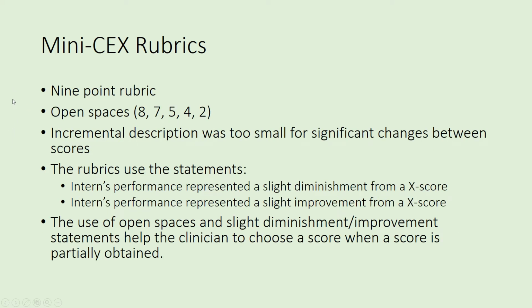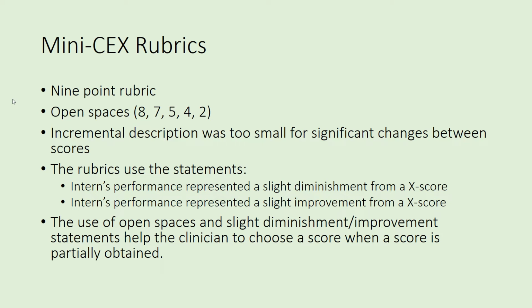The nature of Mini-CEX rubrics is that we have a 9-point rubric, and I have to start by saying that this is the original form of the Mini-CEX rubric. We went from filling in all the spaces for the 9-point rubric to having open spaces for these rubrics, meaning that we have open spaces for 8, 7, 5, 4, and 2. I want to look at an example of a rubric and show you why that has happened, and how that is actually maybe an improvement from previous.